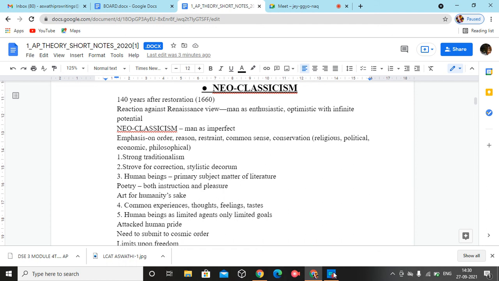Let me just take that file for you. Okay, so 140 years after the Restoration. Here, what you have to keep in mind, the importance should go to this term actually, Restoration. I think it should be in capital letter. Restoration. Actually, what happens in 17th century England?